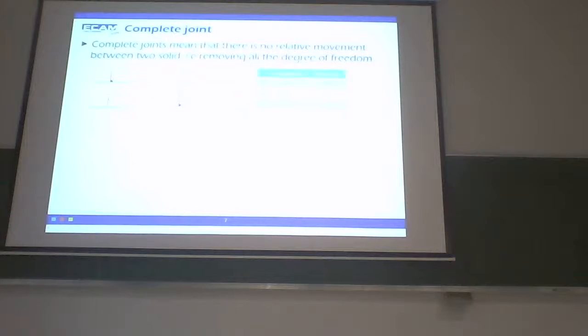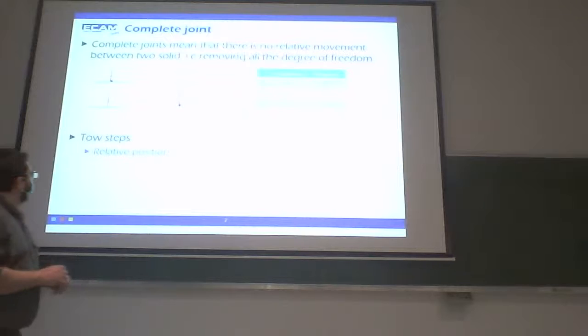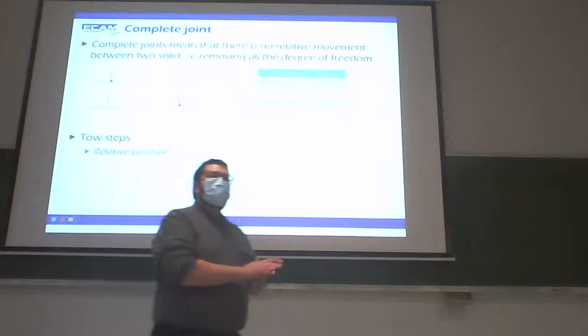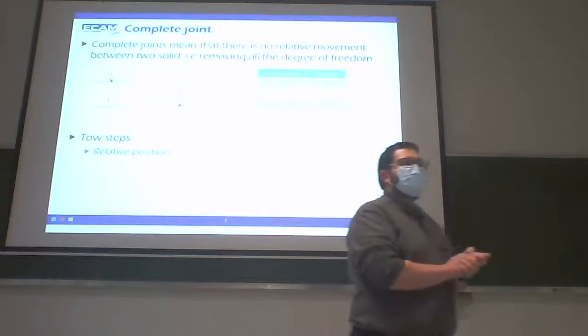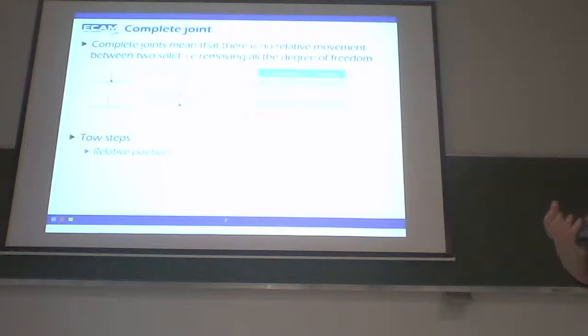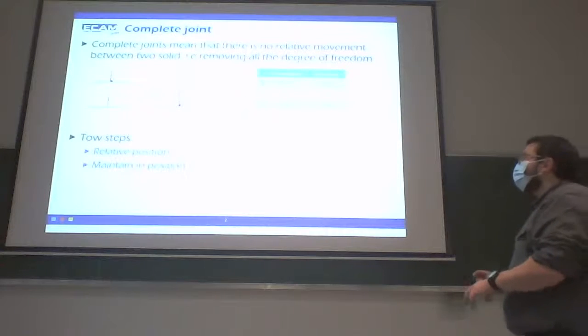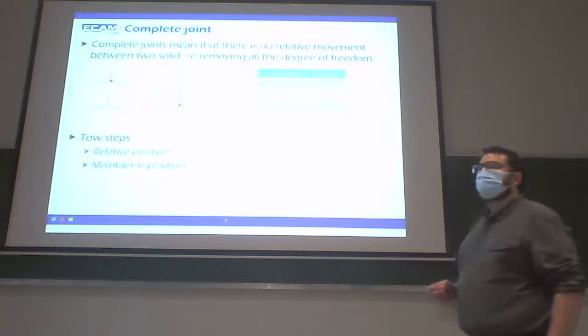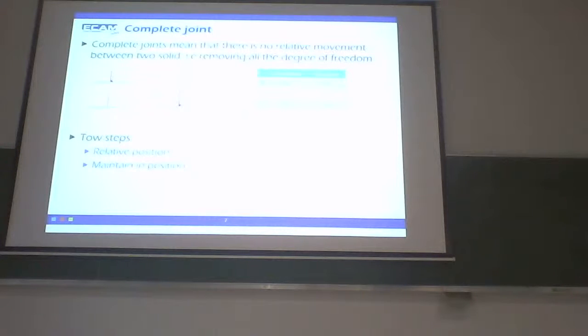To realize a complete joint, we have two steps. First one is relative position. We put the parts in position relative to each other, so we stop the movement between the parts. Second step is maintain in position. I will exert an effort. I will use extra parts to fix the position between the two parts. Okay?